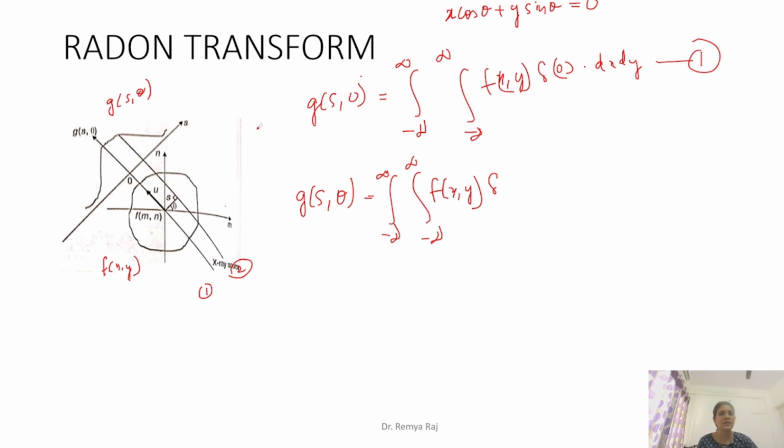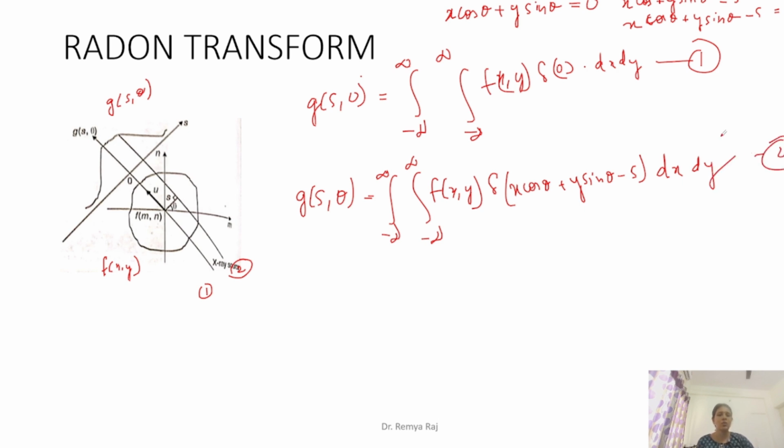So we can write the second line as x cos theta plus y sin theta equal to s, or else we can write x cos theta plus y sin theta minus s equal to 0, right? So instead of this, we can write x cos theta plus y sin theta minus s into dx dy. So this we write as equation number 2.